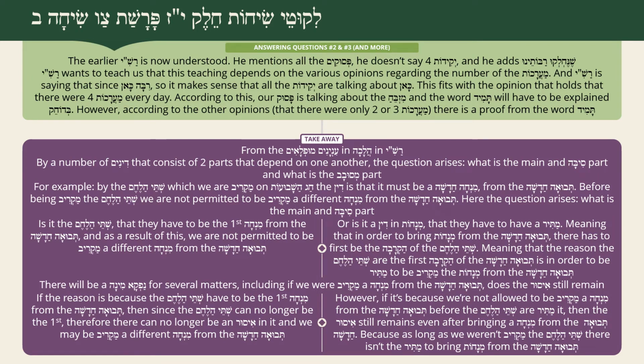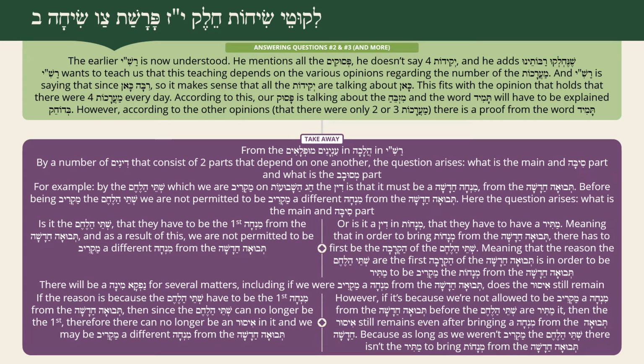Is it the Shtei Alechem, that they have to be the first mincha from the Tvuah Chadasha, and as a result of this, we are not permitted to be makriv a different mincha from the Tvuah Chadasha? The Shtei Alechem has to come first. Or is it a din in menachas, that they have to have a mater, meaning that in order to bring menachas from the Tvuah Chadasha, there has to first be the akrava of the Shtei Alechem.